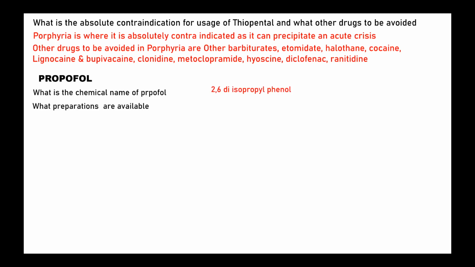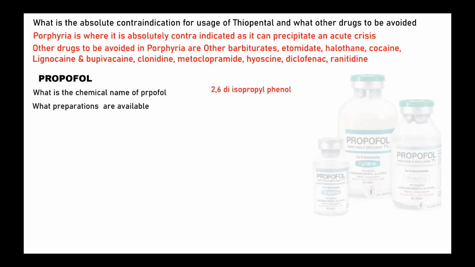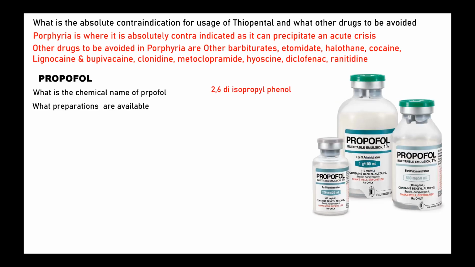1% and 2%. We have various volumes: 200 milligram in 20 ml, 1 gram in 100 ml, and 500 milligram in 50 ml, three different preparations. What is the pKa and what is the advantage of it?